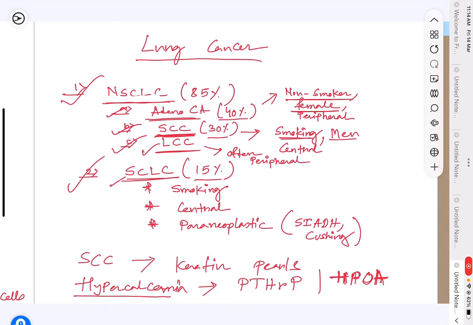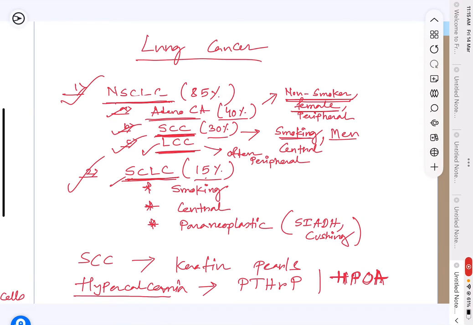So non-small cell lung cancer, small cell lung cancer. Within non-small cell lung cancer, we have adeno-CA, squamous cell cancer, and large cell cancer. Adeno-CA is most common at 40%, squamous cell cancer 30%, small cell lung cancer 15%, and LCC again around 15%. So the most common is adeno-CA, which is most commonly associated with non-smokers.